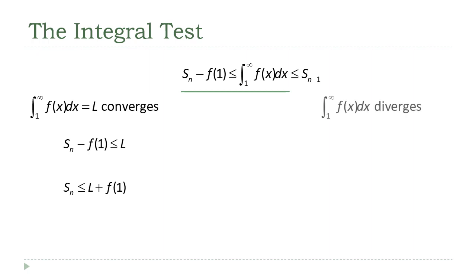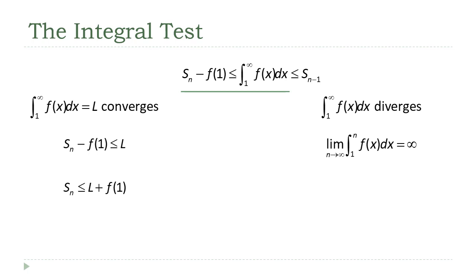Second half, what if the integral diverges? Well, if the integral diverges, that means that the limit, I'm using the language we use when we're talking about improper integrals, the limit as n goes to infinity of the integral from 1 to n of f of x is equal to infinity.